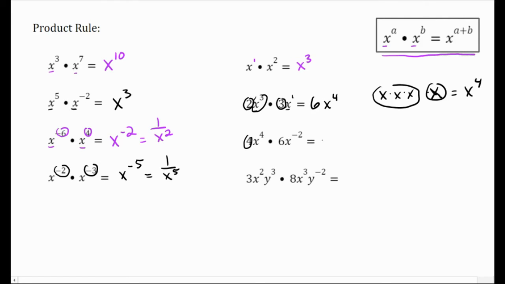So same idea here, 4 times 6, which is 24, and then x to the power of 4 times x to the power of negative 2. So I'm going to add those together. 4 plus a negative 2 is just positive 2.